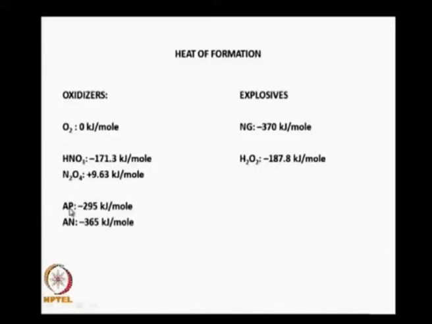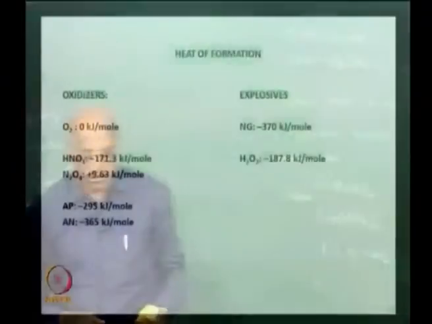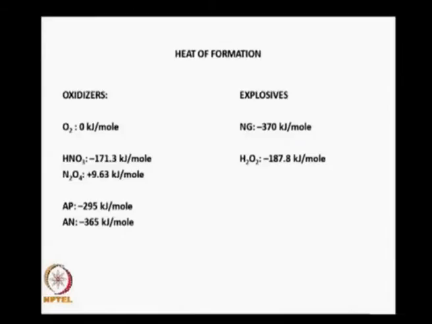Talking in terms of other oxidizers, solid ammonium perchlorate, which I just now said, NH4ClO4, has a heat of formation of something like minus 295. If instead of the perchlorate radical I use the nitrate radical, NH4NO3, I have the heat of formation minus 365. Therefore, you see the heat of formation also widely varies, and for certain explosives like nitroglycerin it is minus 370, for hydrogen peroxide it is minus 187.